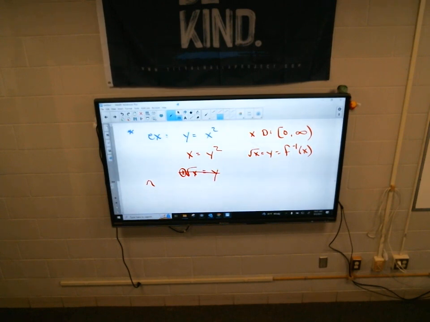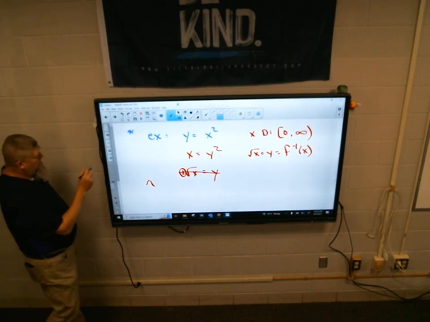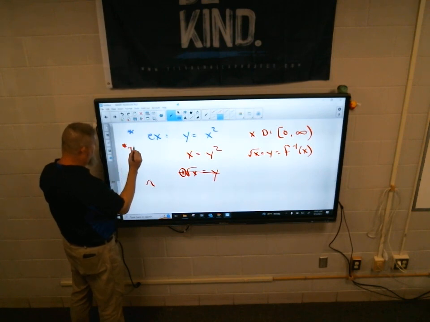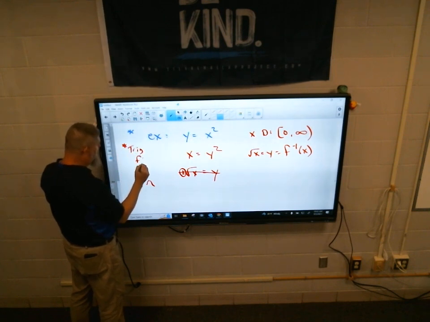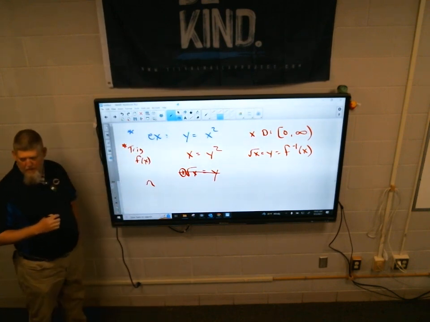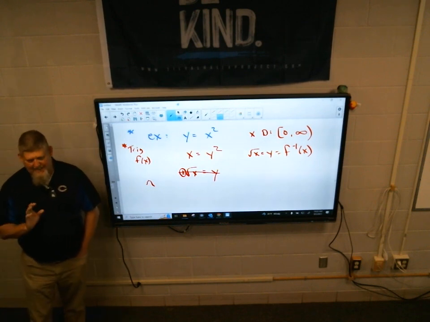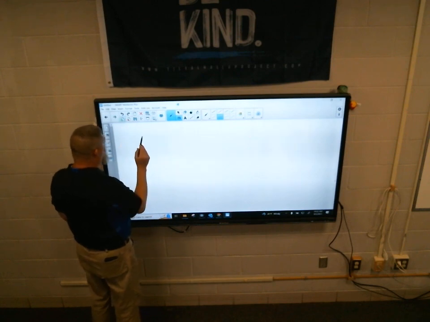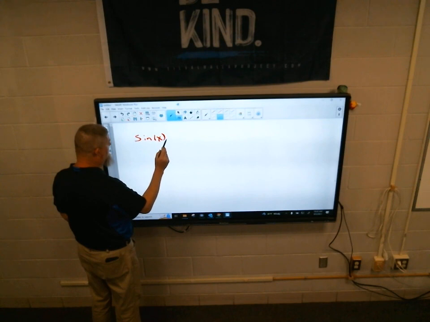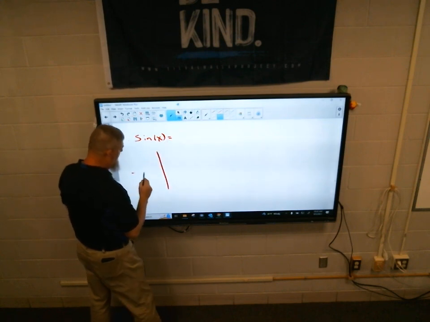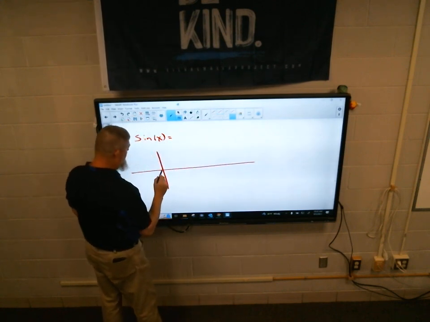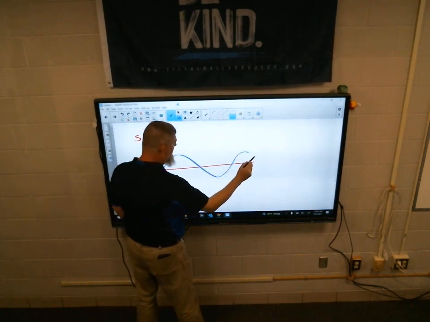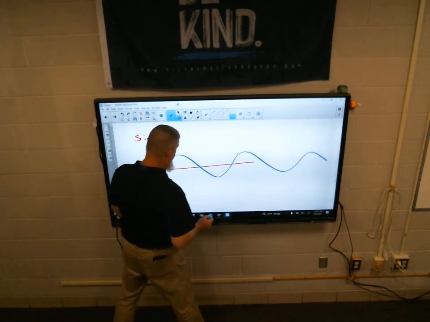When we get to trig later this year, remember that, highlight it and maybe put down trig functions. Because when we get to trig functions, we're going to do that exact same little trick. If I were to graph the sine of x, the sine function looks like this forever.